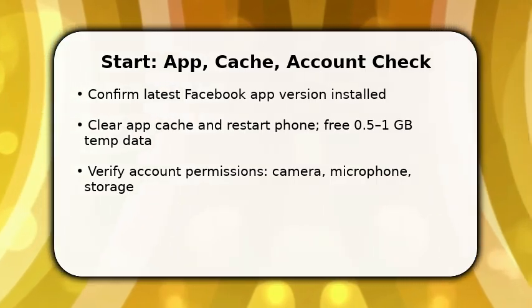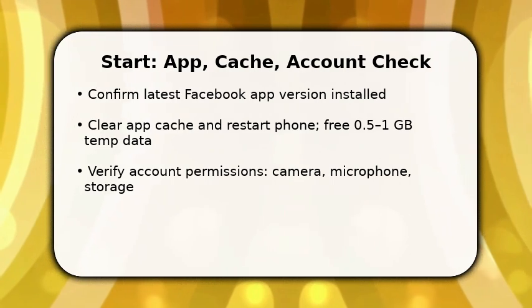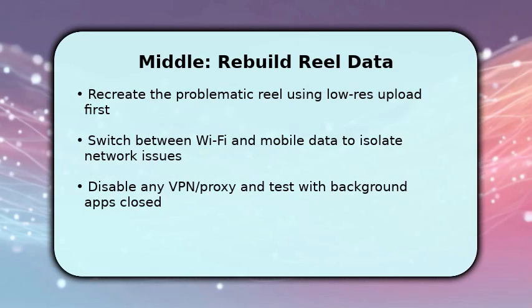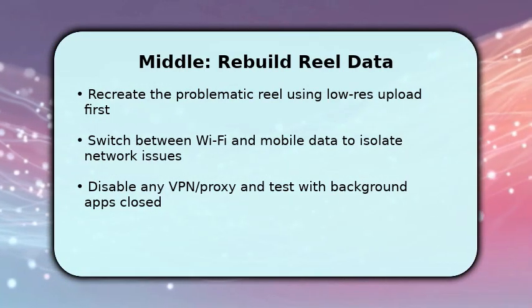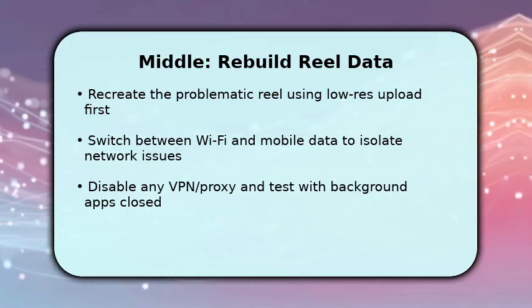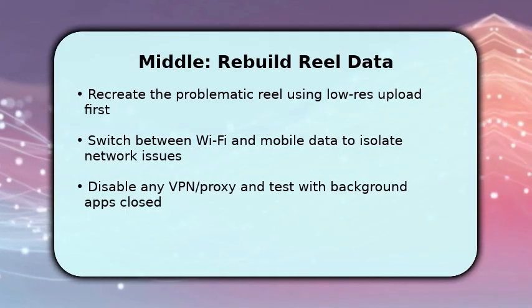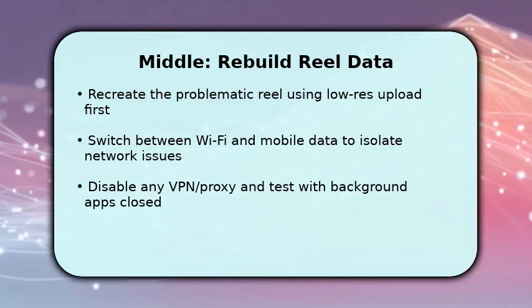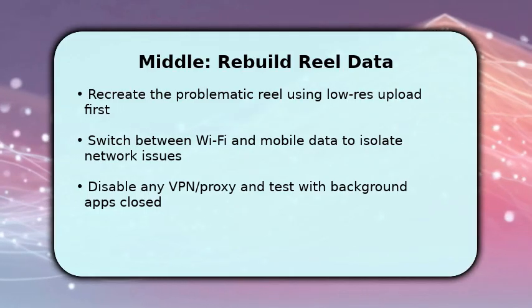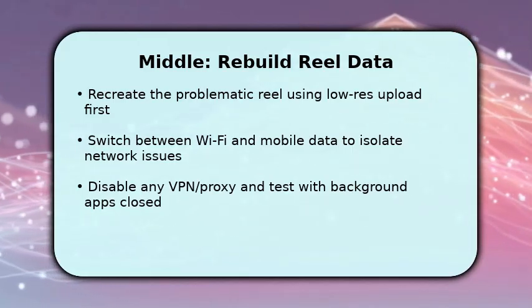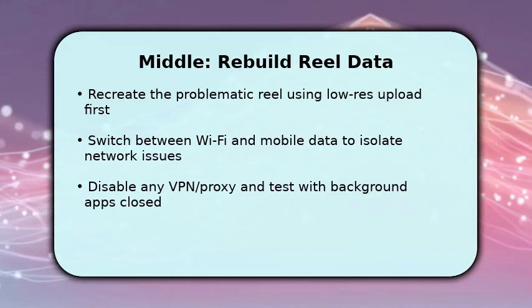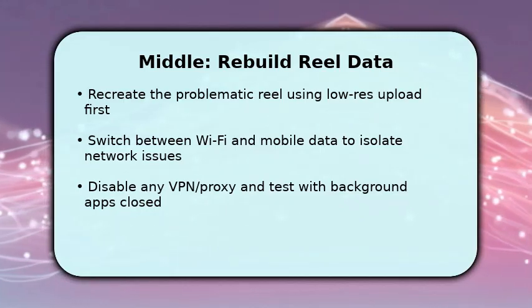You now rebuild the reel while isolating failure points. Record or export a low-resolution version and attempt an upload. This checks file size and encoding limits. If it still fails, toggle Wi-Fi versus mobile data to see if network routing causes the error. Make sure to disable VPN or proxy services because they often block streaming endpoints. Also close heavy background apps to free bandwidth and CPU.